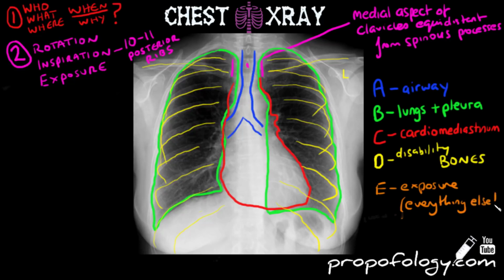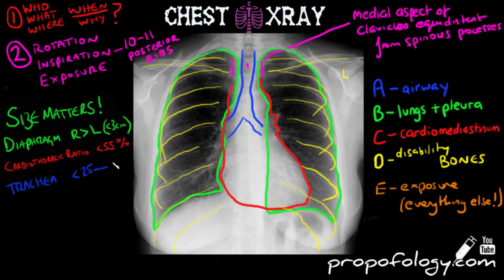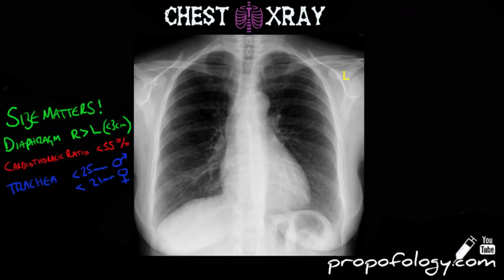You should also take this opportunity to look for any tubes that might have been inserted into the patient, such as an endotracheal tube, a nasogastric tube, or any central venous access. Now that we've had a quick run around of the x-ray, we're going to start comparing sizes of different anatomical structures. So in the diaphragm, the right diaphragm should be higher than the left, but no more than 3 centimeters.